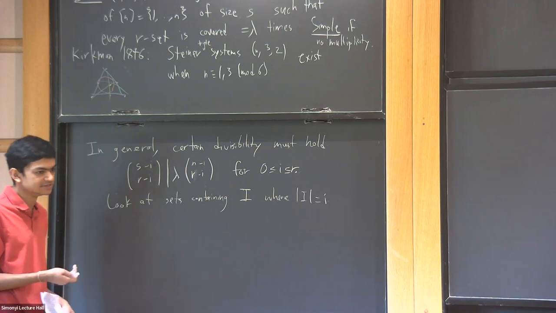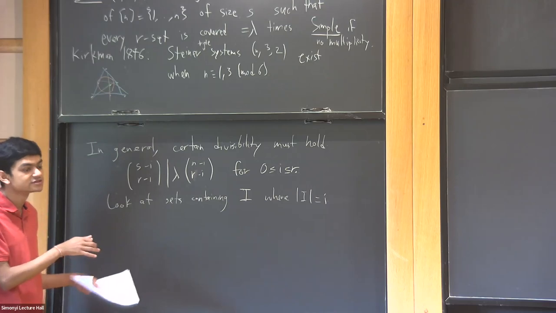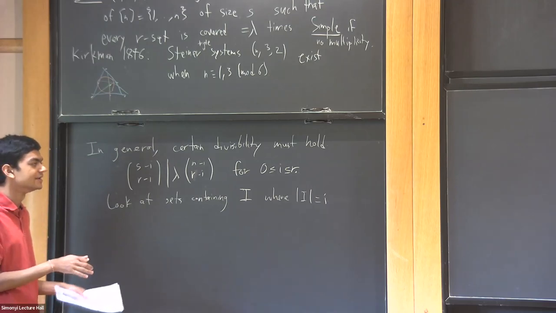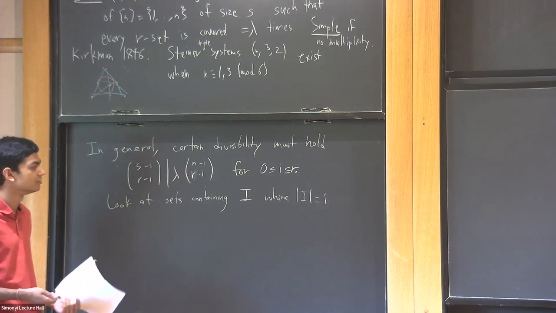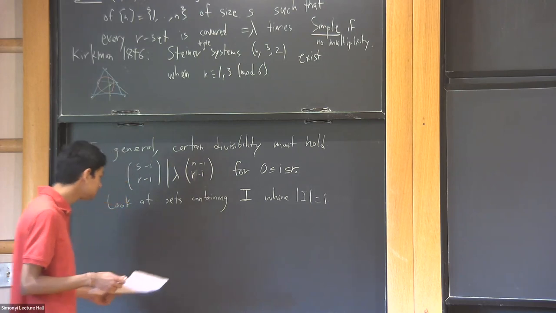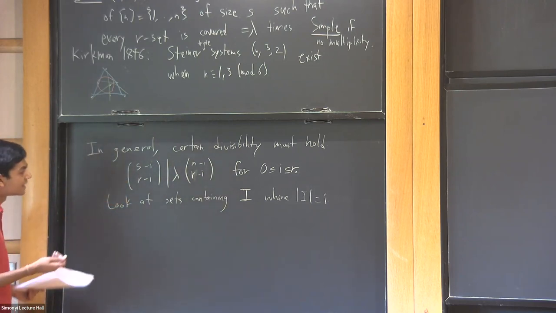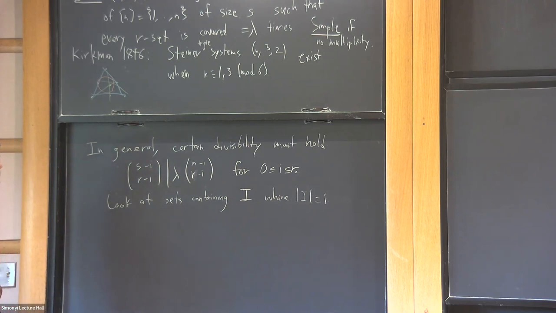As we will see later, in general for design problems, these very obvious conditions are not always all the conditions you need, but in general, it'll come from a study of a more general lattice perspective that we'll talk about later. All right. So I guess a natural question, once you understand these divisibility conditions, is, if I have these, can I have a design?